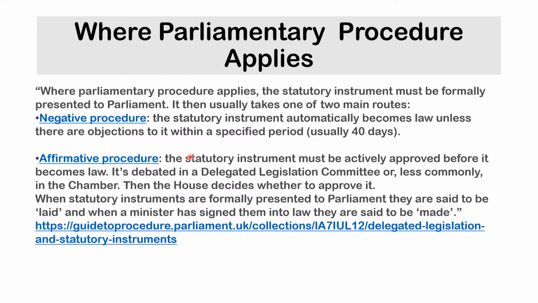The negative procedure is basically it becomes law unless 40 or more objections are lodged by members of the Parliament, usually within 40 days. The affirmative procedure requires a vote, and it's debated at a delegated legislation committee, and it needs that process before it can become law.